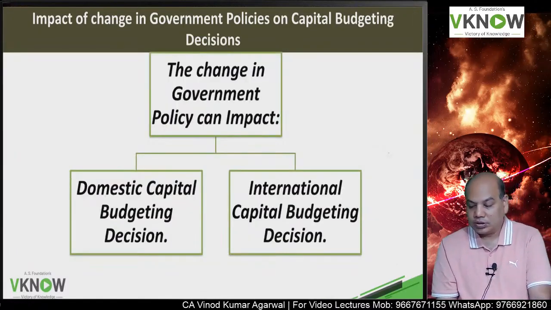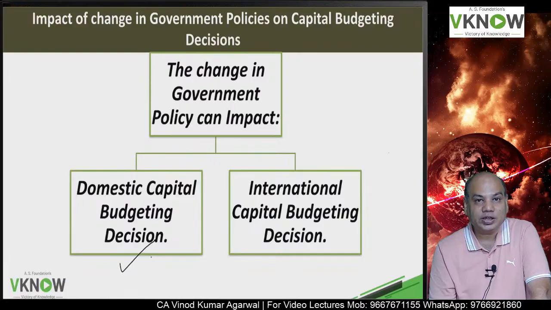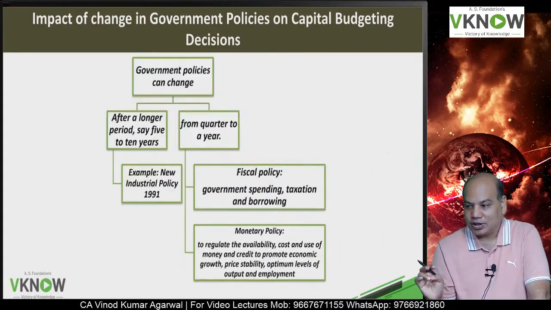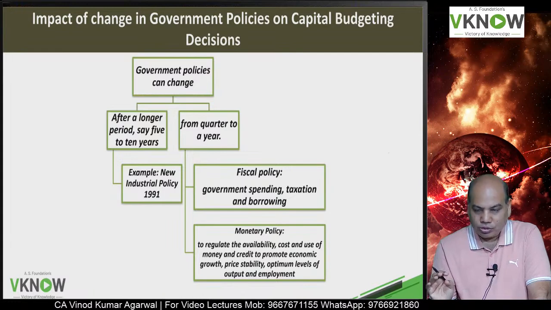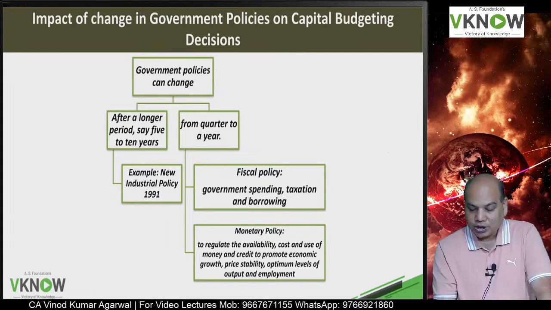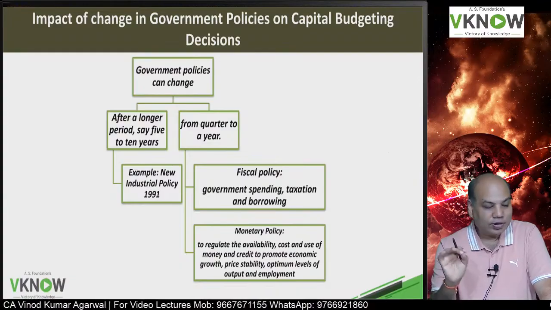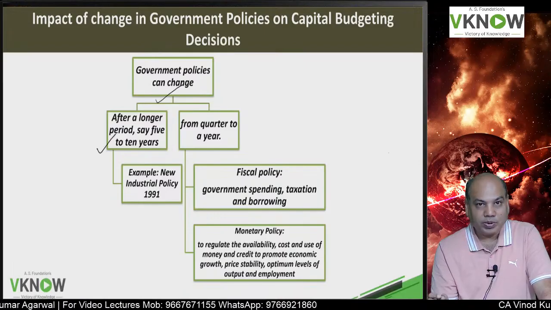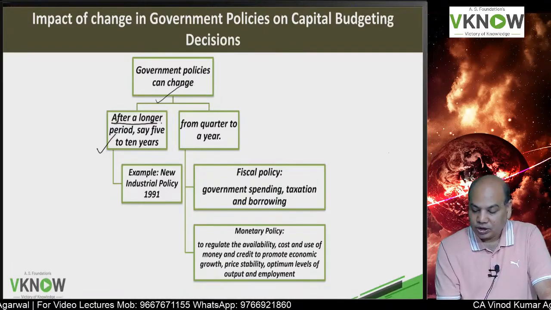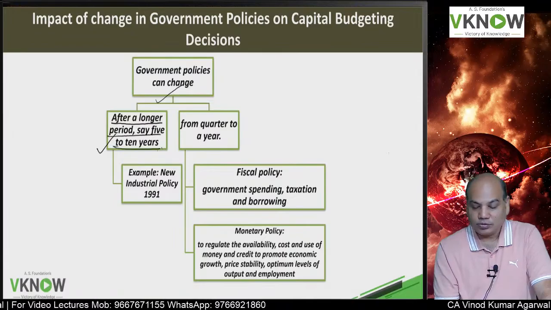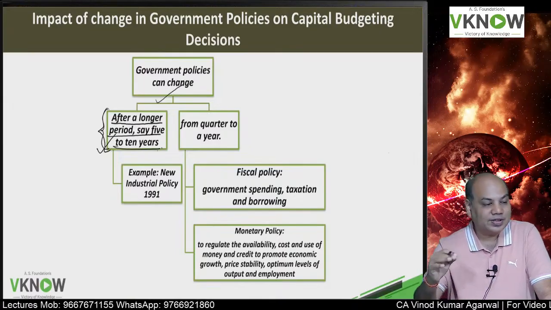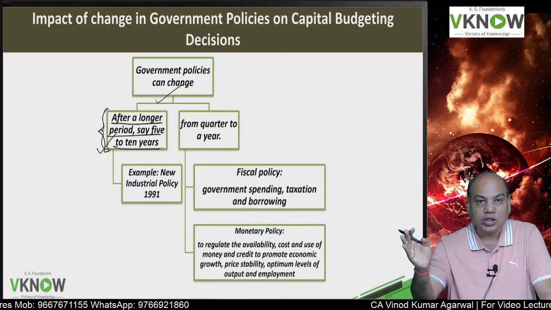So government policy can impact domestic capital budgeting decisions and it can impact international capital budgeting decisions. We have already seen international capital budgeting in one other chapter. So to keep the story simple, I have just made a small summary of what is written in the book. Government policy can have a long-term impact because it may change only after a long period of time. Once they make the policy, the policy remains for a long time.